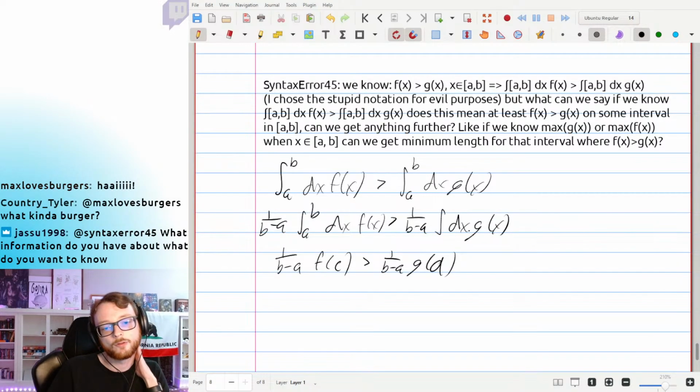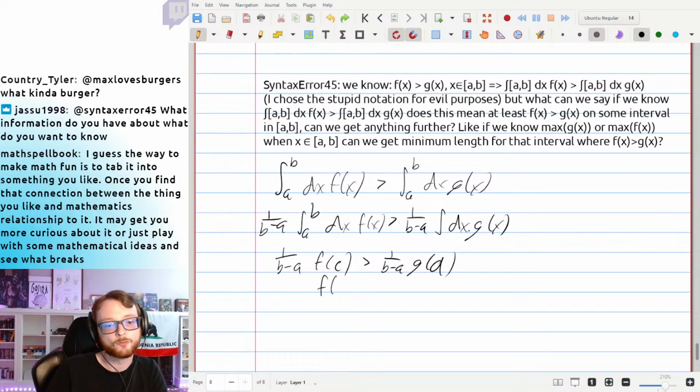But what is this? This tells us there is some point where F is greater than G somewhere. Not necessarily in the same spot. Not every day, no.